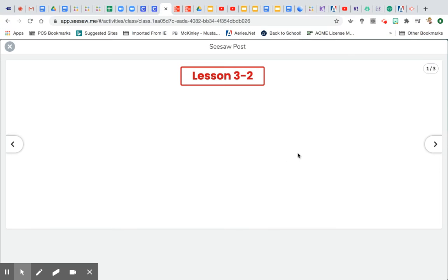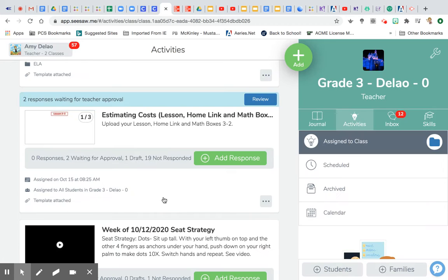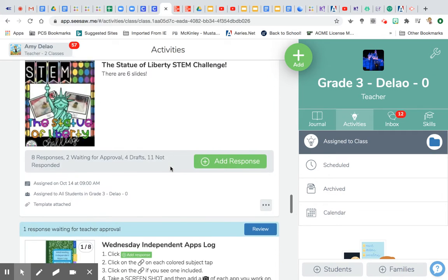Here you're going to take a picture of what you did in the book, what you wrote in the cloud. We did that in class. Your home link, there were only 2 questions. That's all you should have left to do. And your math boxes, we did all of that in class and corrected them together. Okay, last thing about math that I wanted to share.